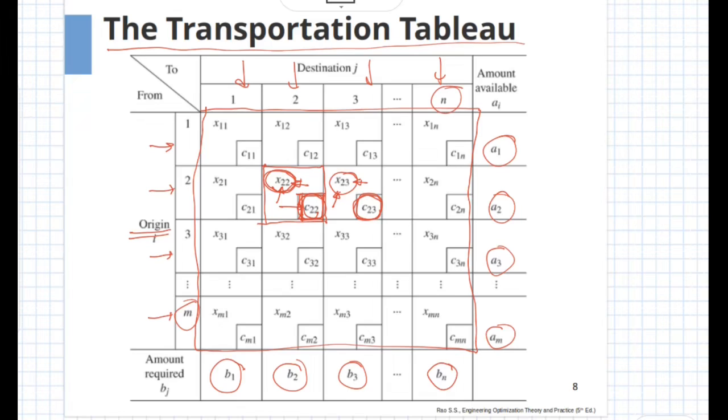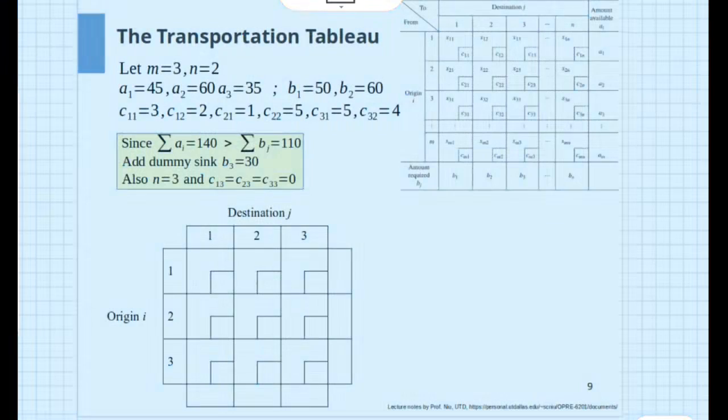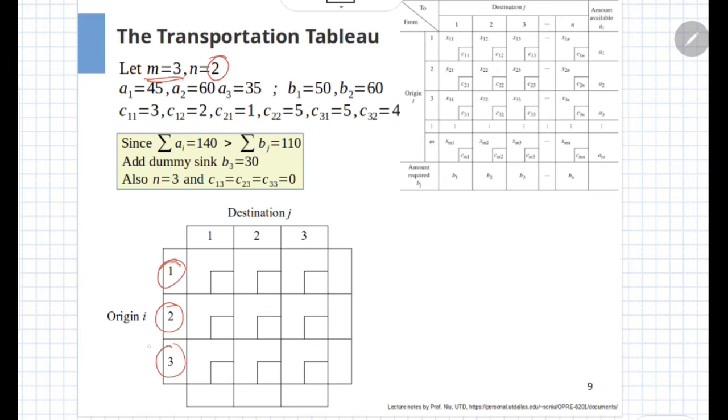Let's illustrate this tableau for the problem that we have just seen. The problem has 3 origins, and after addition of the dummy sink, it has 3 destinations. So we have 3 rows corresponding to 3 origins, and 3 columns corresponding to 3 destinations. Note that the last destination is a dummy or a sink.